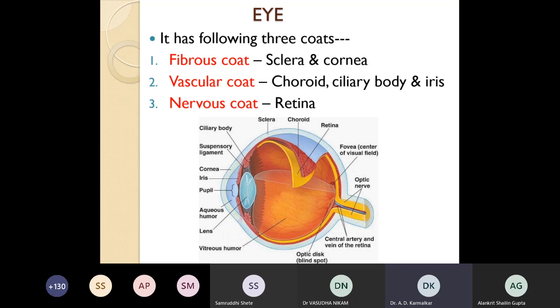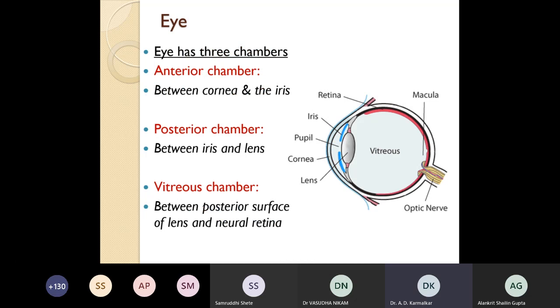The eye has three chambers, that is the anterior chamber, posterior chamber, and the vitreous chamber. The anterior chamber and the posterior chamber have the aqueous humor. The anterior chamber, you can see there, is present in between the cornea and the iris. The posterior chamber is between the iris and the lens, and just behind the lens and in front of the retina is the vitreous chamber, which has the vitreous.